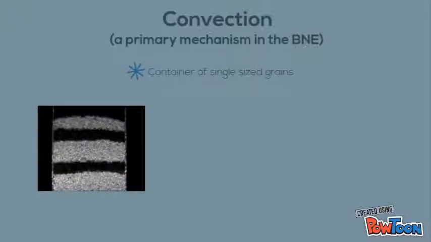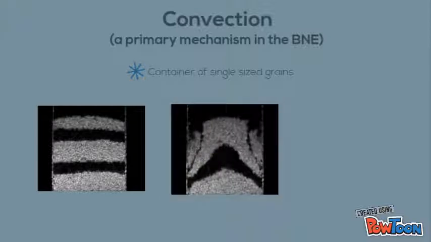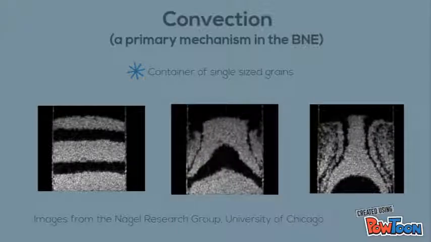Another mechanism is convection. This is the way particles in the center of a shaken pile will push upward until they get to the top, then fall down in the spaces created at the sides of a container, repeating in a swirling path.